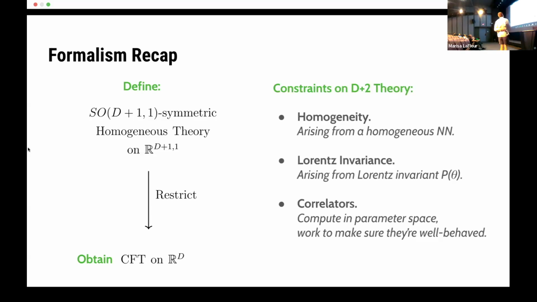The constraints that are crucial in this theory are homogeneity, which we're just going to get by having a homogeneous neural network, and Lorentz invariance arising from an invariant P of theta, and correlators where we compute in parameter space and work to make sure they're well made. Okay. So this is the formalism. This, if you like, is the meat.